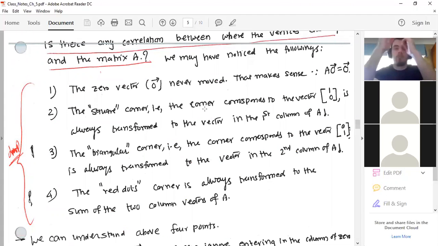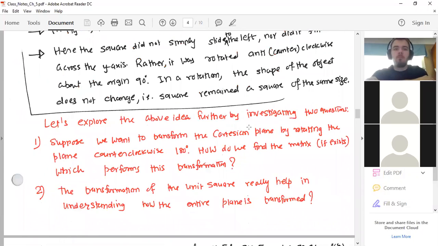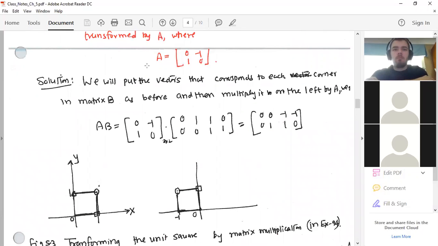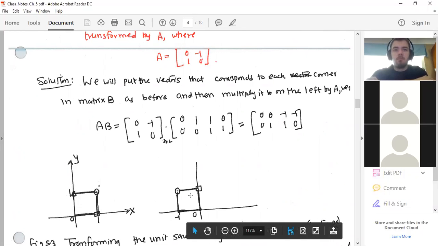The square corner, the corner that corresponds to vector (1, 0), is always transformed from the unit vector to the vector in the first column of A. First column of A. What was my first column of A? Look here, my first column of A was (0, 1), and (0, 1) is here. So the square is always transformed to the first column.